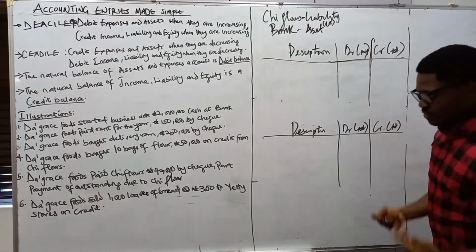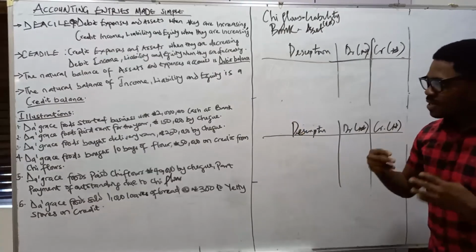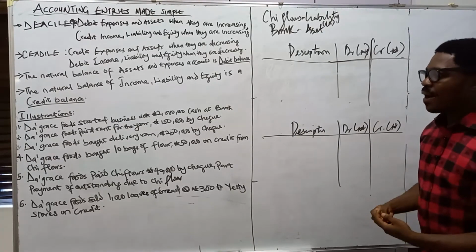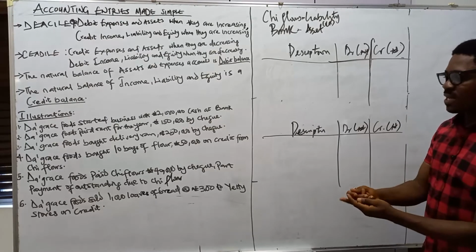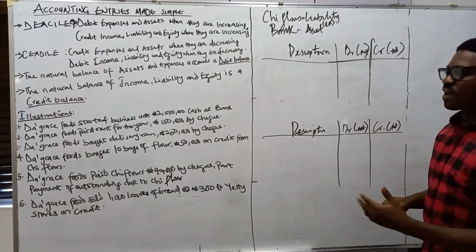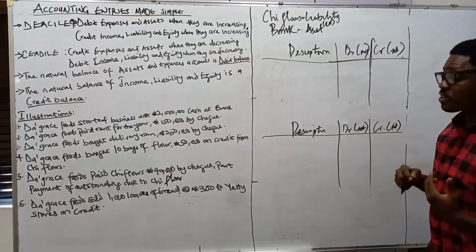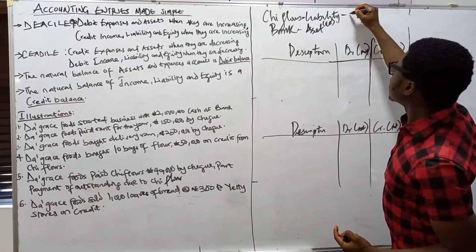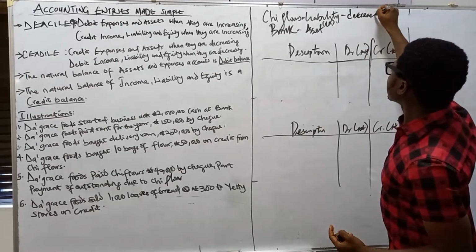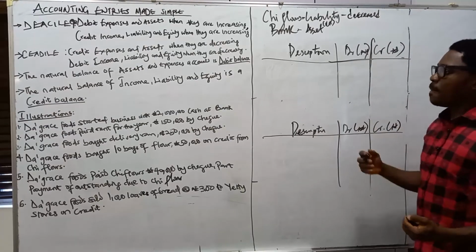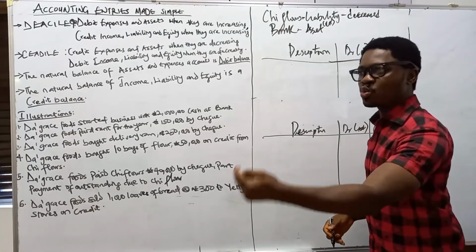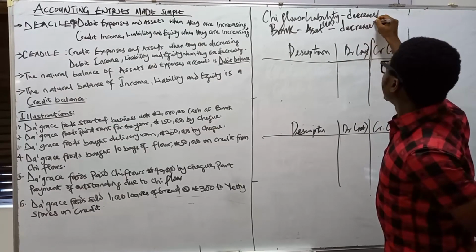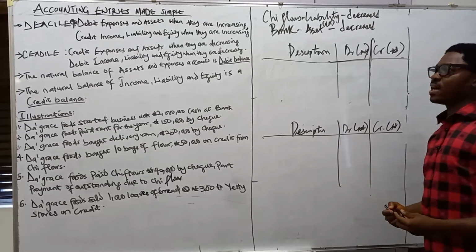Now, what has happened to Cheap Flours? Prior to this time, we have 50,000 naira on the credit side of Cheap Flours. Now we have paid 40,000 naira. That means that our liability with Cheap Flours has been reduced by 40,000 naira. So that means liability has decreased. And what has happened to bank? Because Cheap Flours will go to the bank to collect the money from our account, our bank has also decreased.